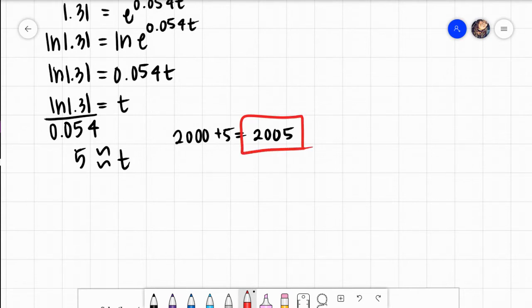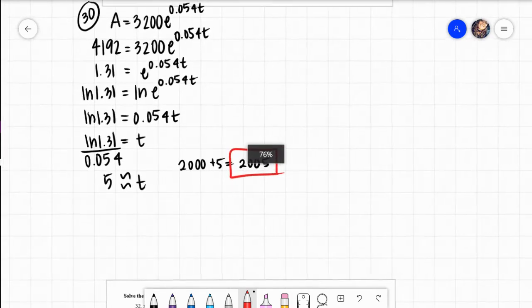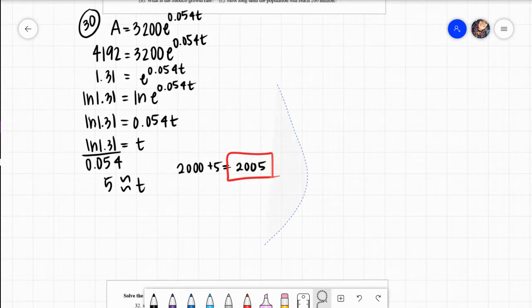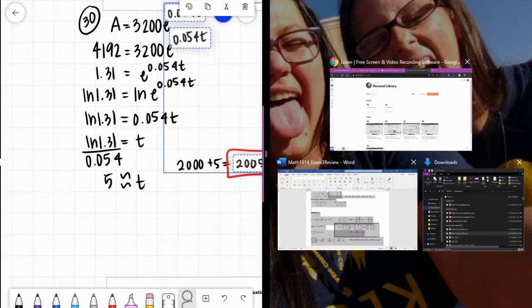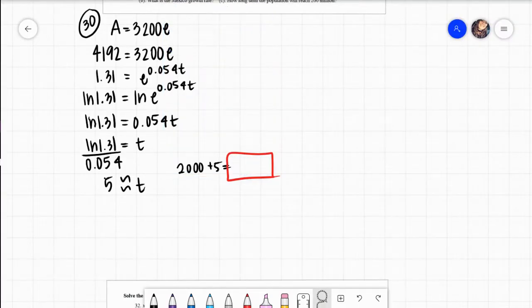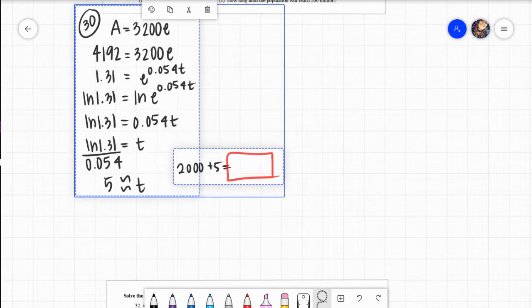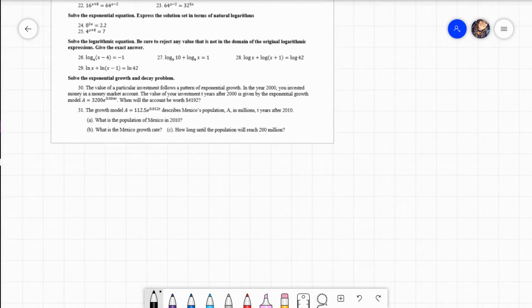Okay, so now let's look at problem 31. Problem 31 says the growth model A equals, let me go ahead and write that, y'all, A equals 112.5 e to the 0.012t describes Mexico's population A in millions, t years after 2010.